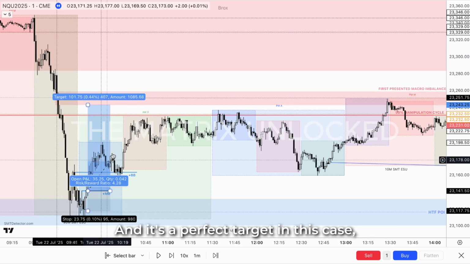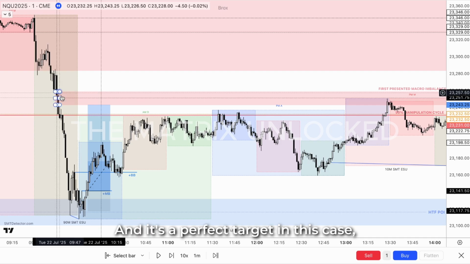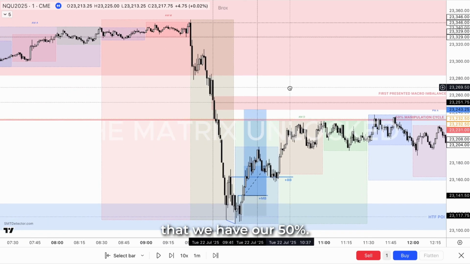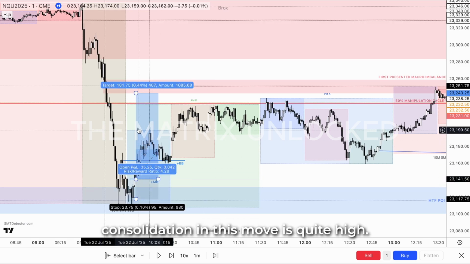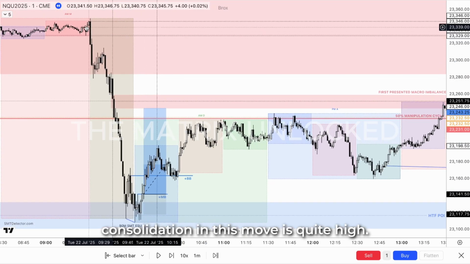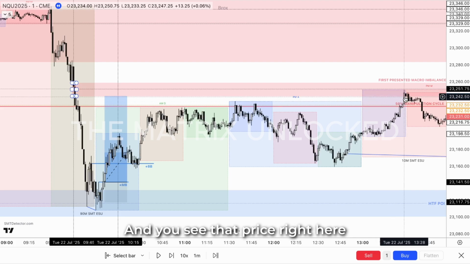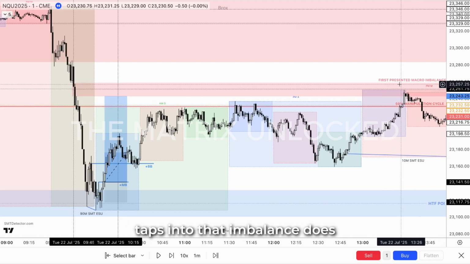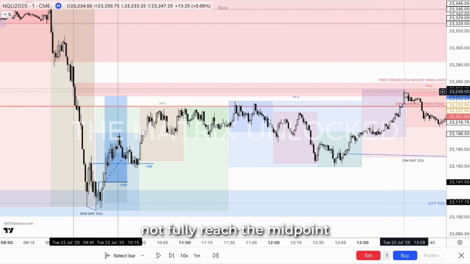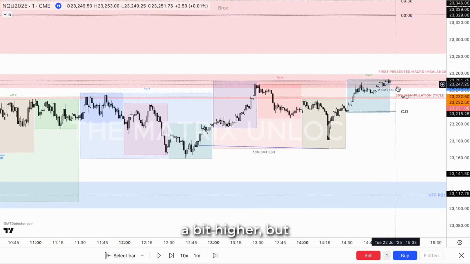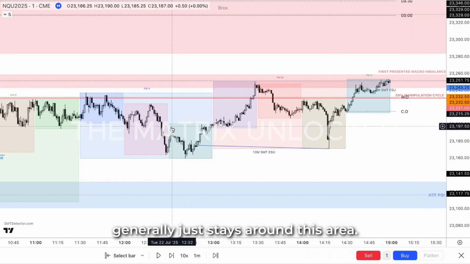And it's a perfect target in this case, because it lines up as well with the fact that we have our 50%, and you already know that the original consolidation in this move is quite high. So we have to monitor these areas. And you see that price right here taps into that imbalance, does not fully reach the midpoint, and then decides to go lower, a bit higher, but generally just stays around this area.